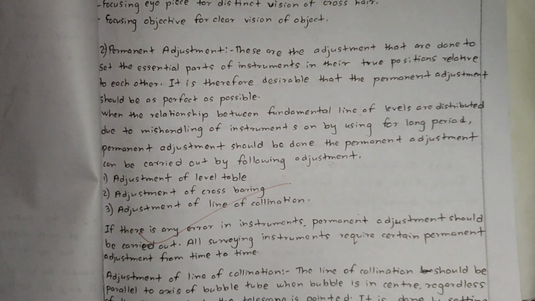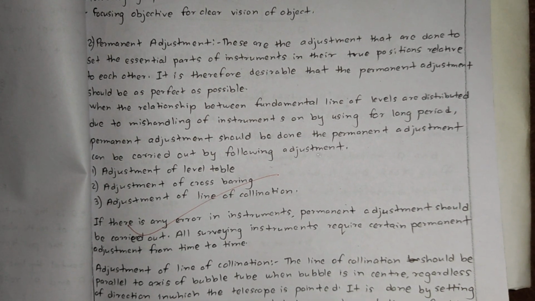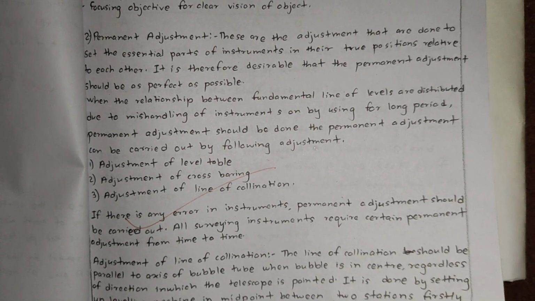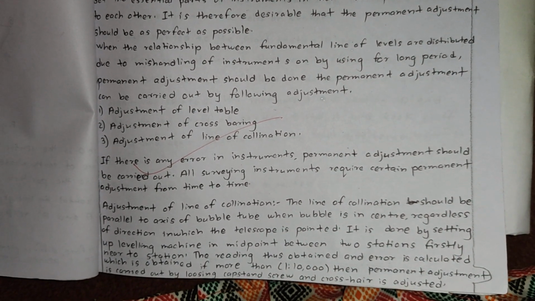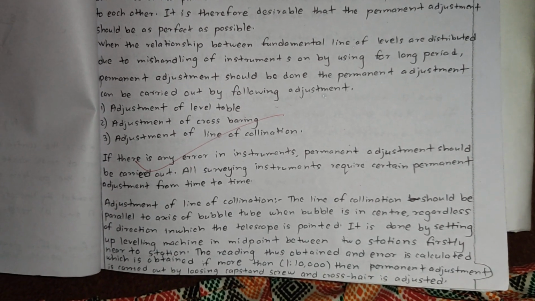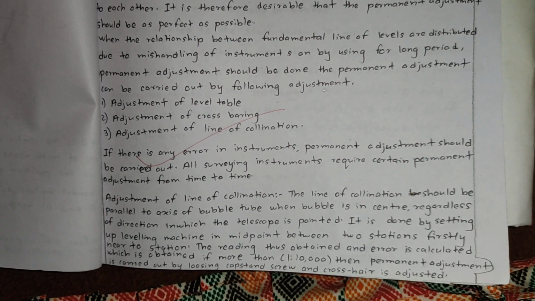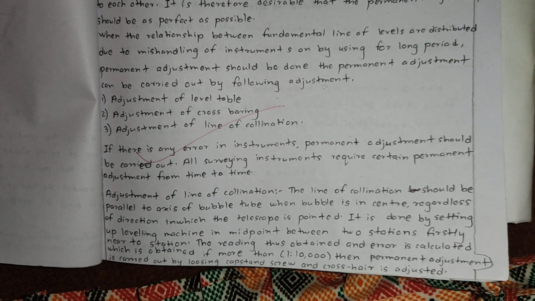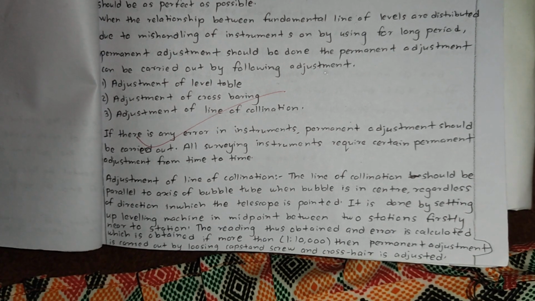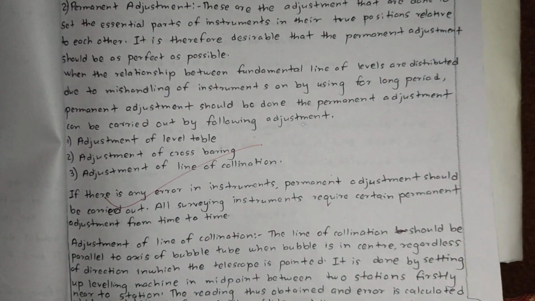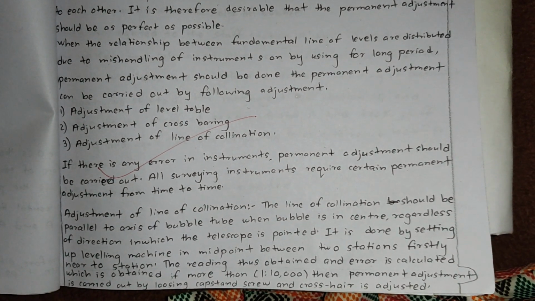Permanent adjustment. These are the adjustments that are done to set the essential parts of the instrument in their true position relative to each other. It is therefore desirable that a permanent adjustment should be as perfect as possible. When the relationship between the fundamental lines of the level is disturbed due to mishandling of the instrument or use over a long period, permanent adjustments will be done. The permanent adjustment can be carried out by the following adjustments: adjustment of level tube, adjustment of cross hair, adjustment of line of collimation. If there is any error in the instrument, permanent adjustments will be carried out. All surveying instruments require certain permanent adjustments from time to time.